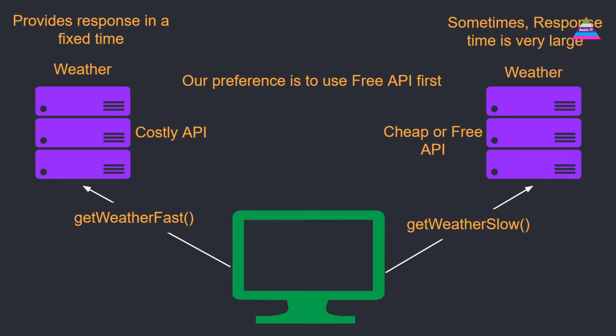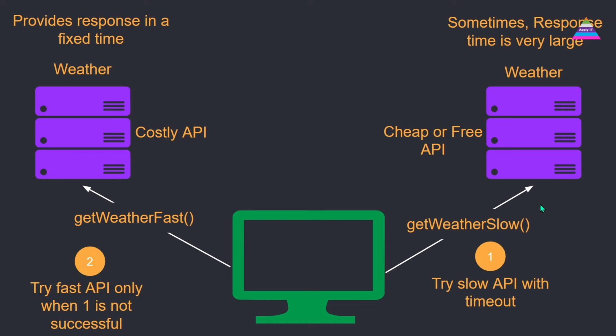If it is failing, then only we go to call the fast API. So this is what we are going to do. We are going to call get weather slow first, but the get weather slow API function generates a response with unpredictable response time. We are going to call this get weather slow API with some timeout. So if within that specified timeout we are getting a response, it is fine. Otherwise, we want to generate some error message. And we are going to call this get weather fast API function only when the first API is not successful.